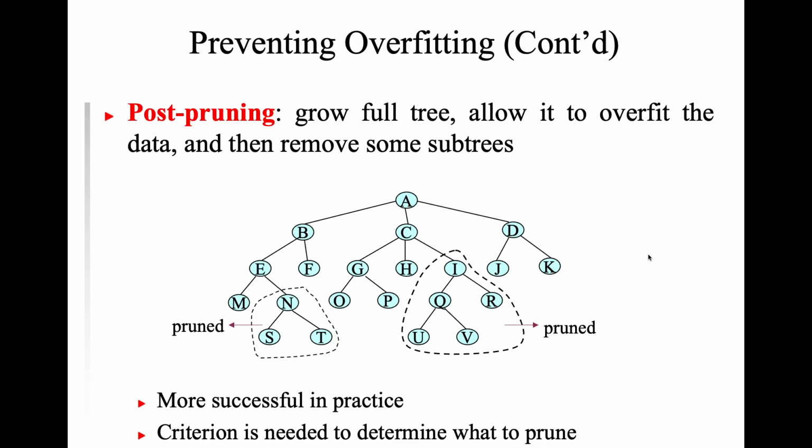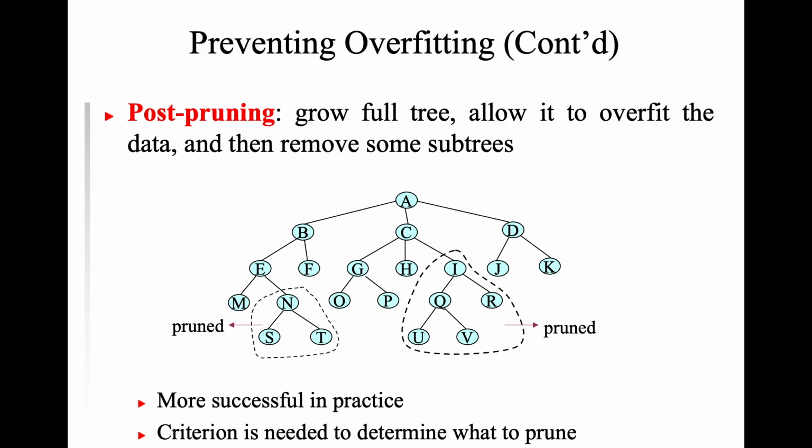Now, a better approach, which most of the time in practice works better, is post-pruning, in which we grow the full tree. That is why we call it post-pruning. We allow it to be biased and overfit the data, and then we remove some of the sub-trees. How we remove those sub-trees is again based on several methods. And this is more successful in practice.